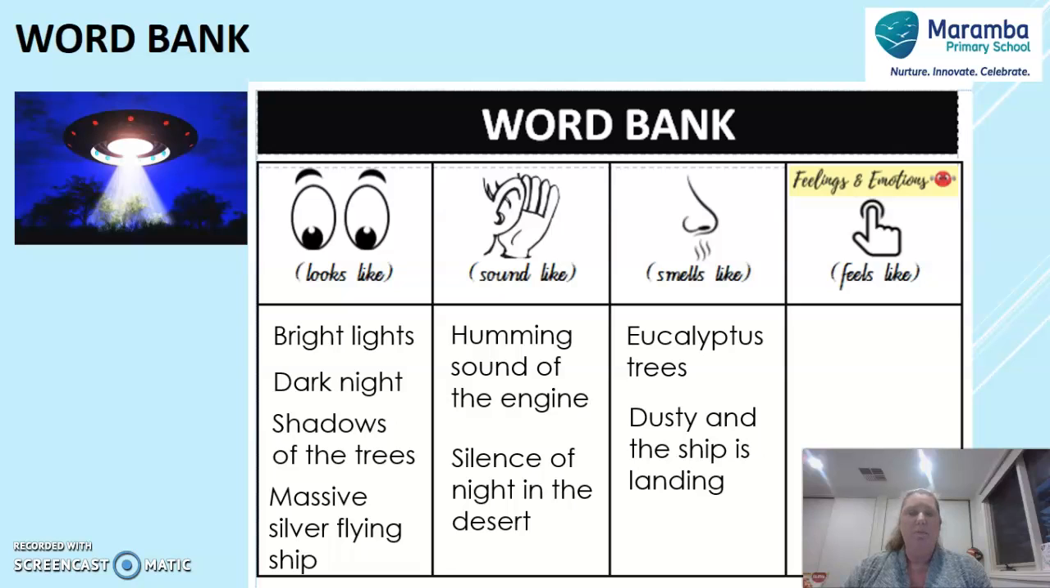In terms of my emotions and how I'm feeling, I might have been quite scared in the dark, quite frightened, or even excited. I'd like you to pause the video now. You can use my word bank to help you, and I want you to write down at least 2 adjectives for each sense. So what it looks like, sounds like, smells like, and emotions, so how you feel. And then come back to this point in the lesson.